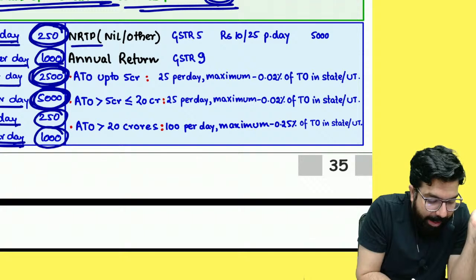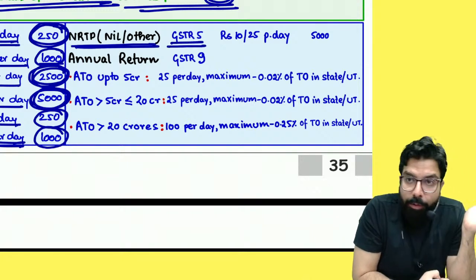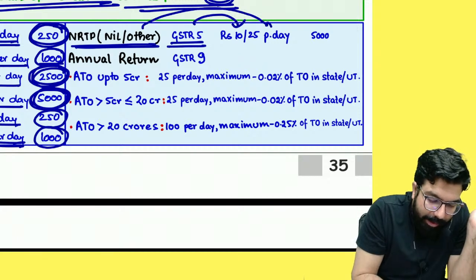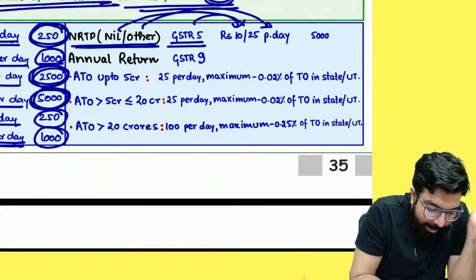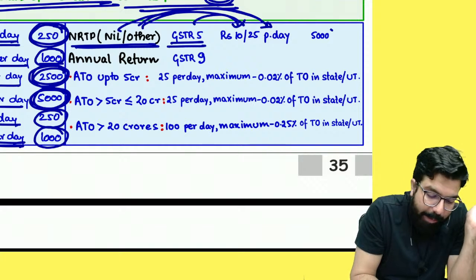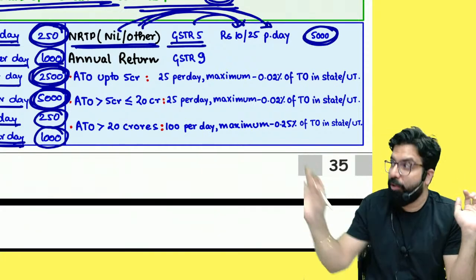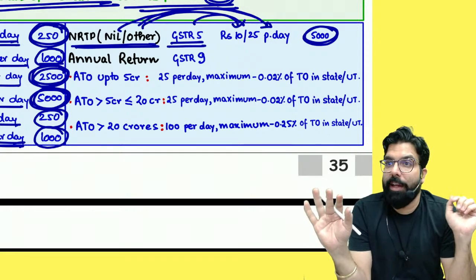Everyone over here, NRTP files GSTR 5. Nil return how much? 10. Other than nil return how much? For nil it is 10, other than nil it is 25, and maximum there is no change, it is 5,000 only for NRTP. Can I go ahead, everyone? Non-resident taxable person, note it down. 5,000. Can I go ahead, everyone?